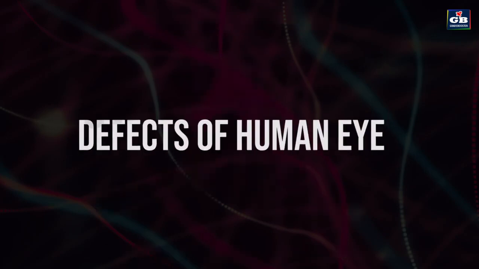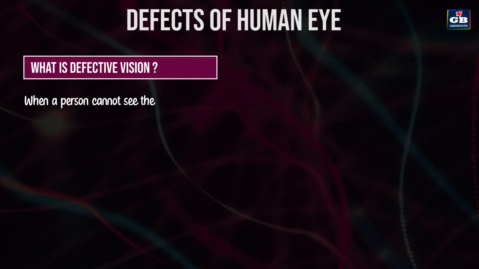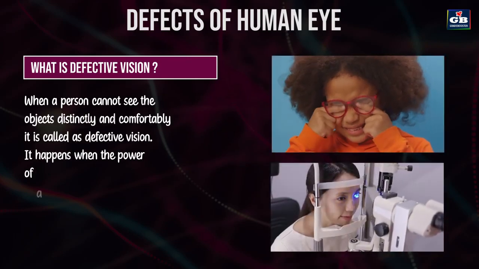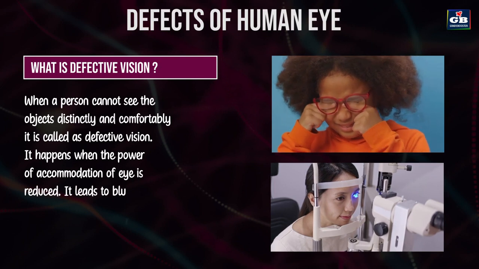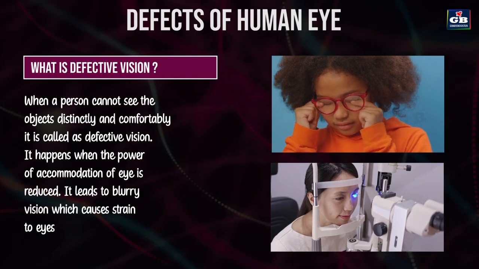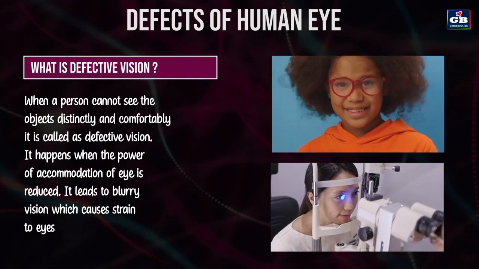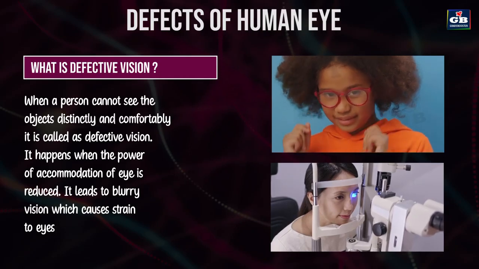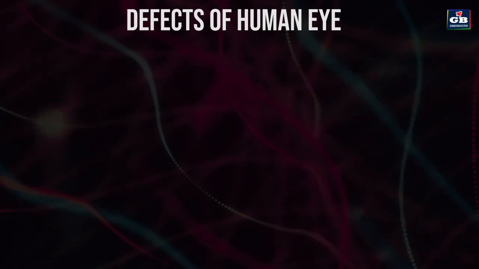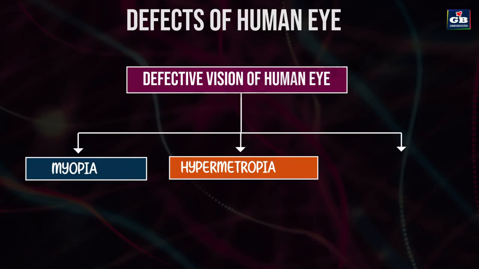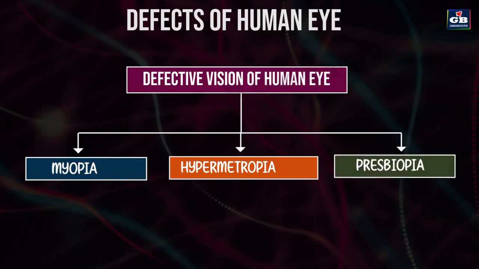Defects of human eye. What is defective vision? When a person cannot see the objects clearly and comfortably, it is called defective vision. It happens when the power of accommodation of the eye is reduced. It leads to blurry vision which causes strain to the eyes. The defective vision of the human eye is mainly of three types: 1. Myopia, 2. Hypermetropia, and 3.